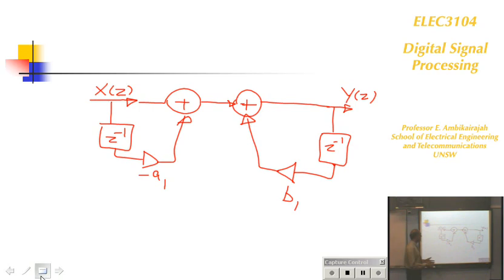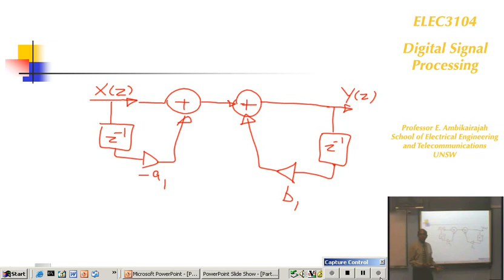So, let's do it now. Take a sheet of paper, based on what you have understood, why don't you write the transfer function? I give you just 2 minutes to write the transfer function, then I will write it on the board for you. Hopefully you have done it.